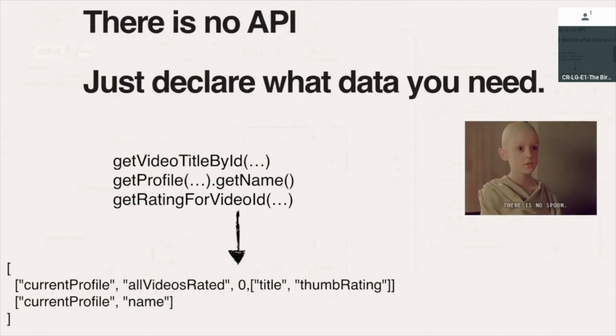Instead of that, by using Falcor, we don't really have an API. We just have a large schema of things that we can get. There's a logical model that sits in front of all the microservices that we have, and we just define what data we want to have. So we look at all our data as just one big logical model. For example, we can ask for the user's profile, and we want to get all the rated videos. We get one of them, and we want to get both the title and the thumb rating. And we also want to get the name of this profile.